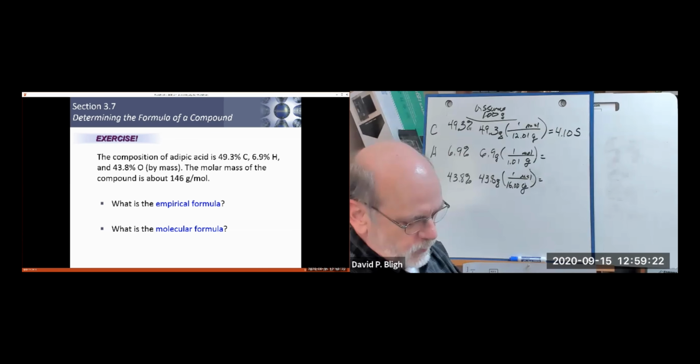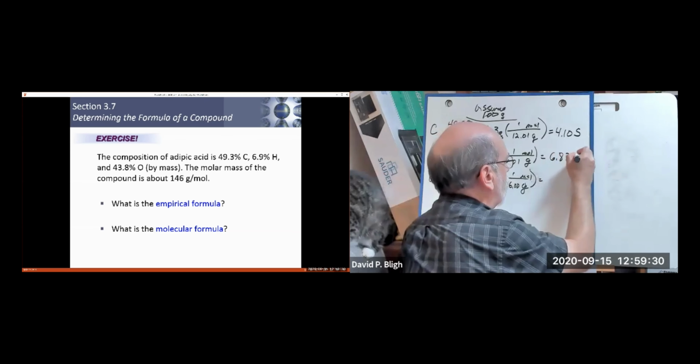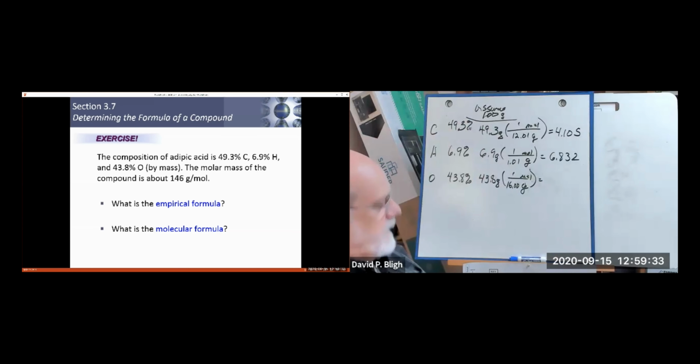6.9 divided by 1.01 is 6.832. Okay, and the last one, 43.8 for oxygen divided by 16 is 2.738.